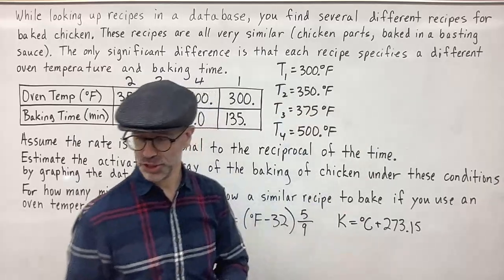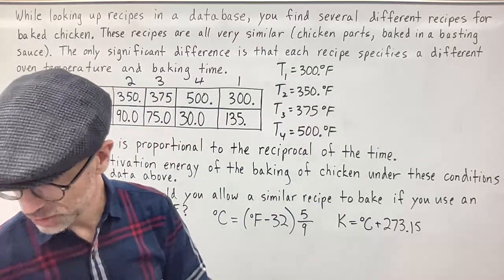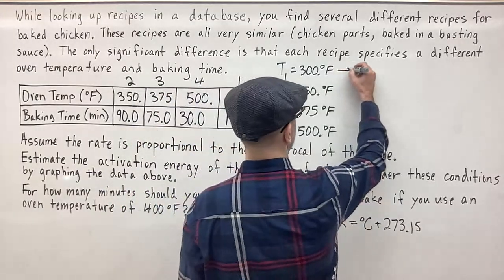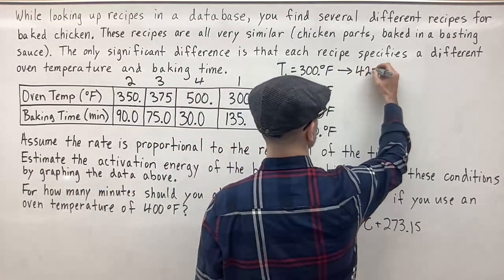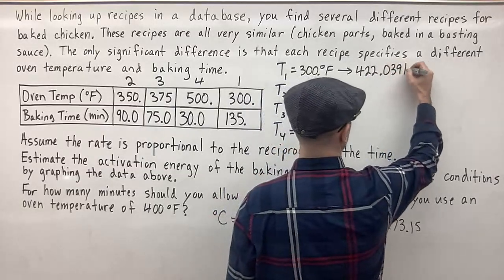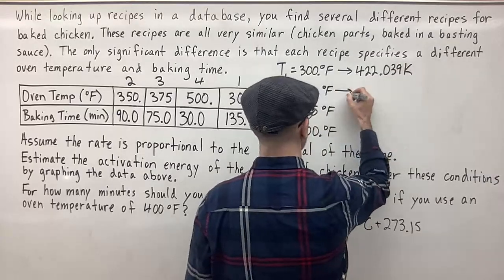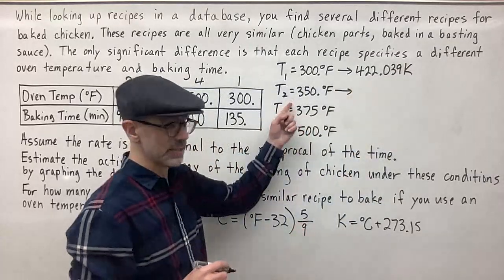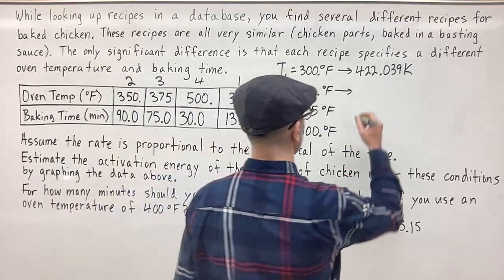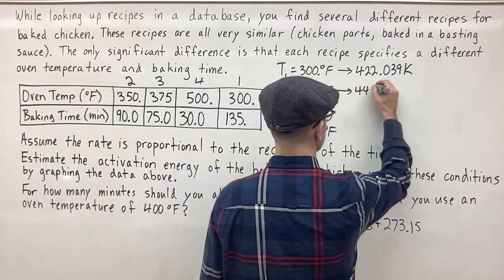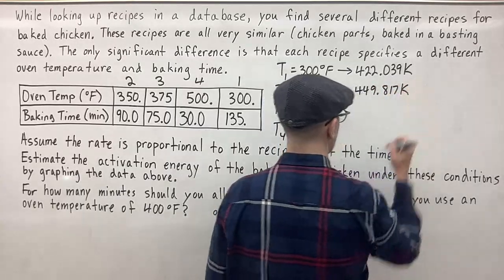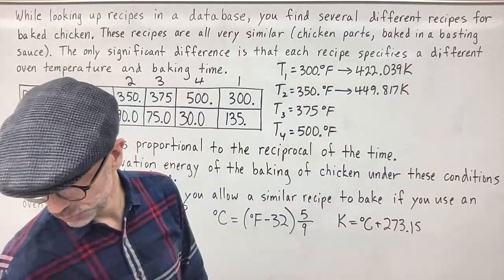I've done the calculations. So what I got was for T1, 422.039 Kelvin. When I calculated T2, I got 449.817 Kelvin. Let me double check, 449, yes.